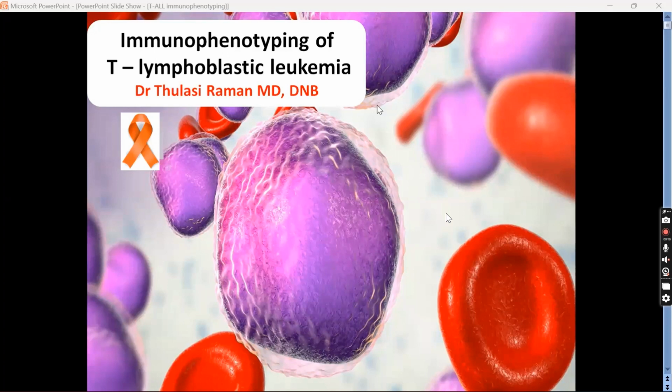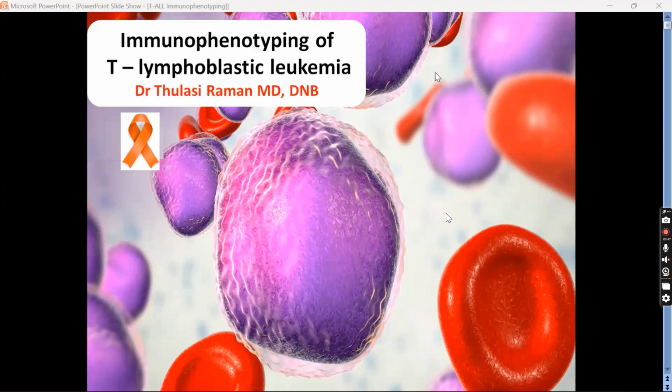Sir, how will we differentiate reactive hyperplasia from leukemia on flow? Reactive hyperplasia of what, of lymphocytes? Mature lymphocytes? Yes, sir. Shall we see it in the second part of this course? But if you are very eager, I'll tell you. See, there are some markers to check whether the population is clonal or not.